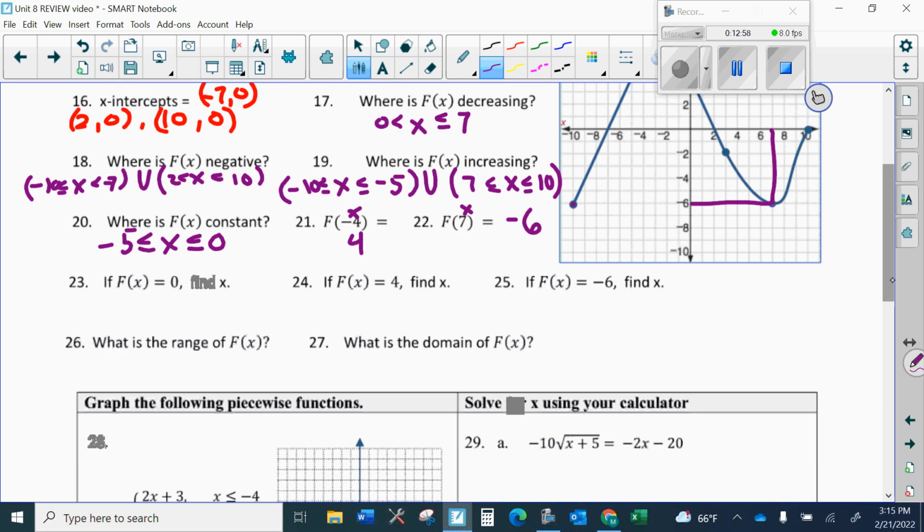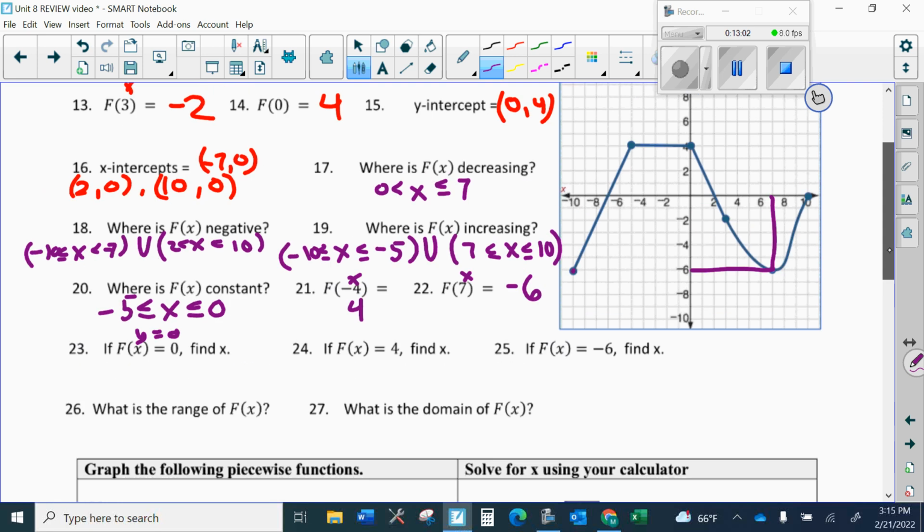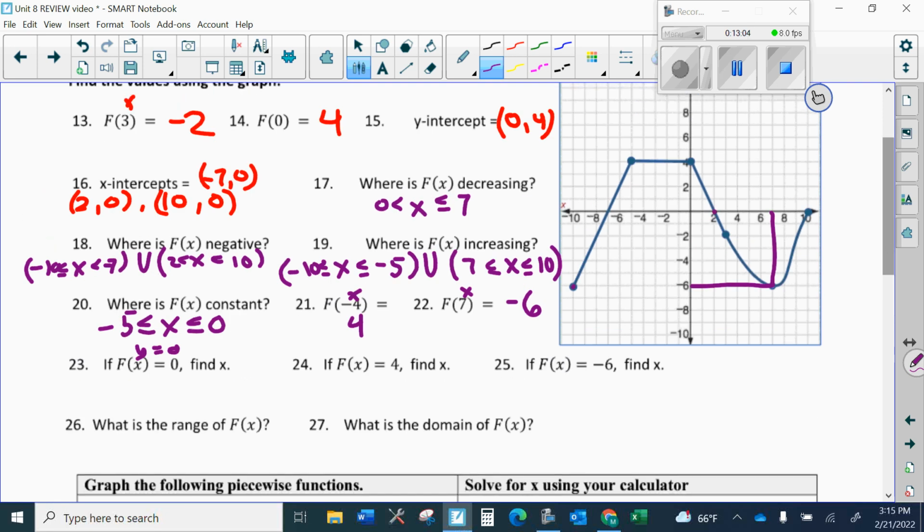Here it says y equals 0. What's x equal when y equals 0? When y equals 0, it hits there, there, and there. So it's -7, 2, and 10. Y value equals 4. Where is that? That's that whole range right there from -5 to 0.